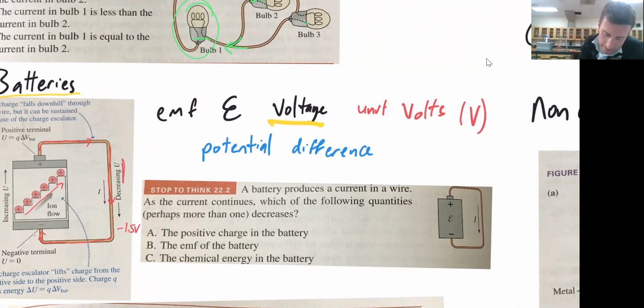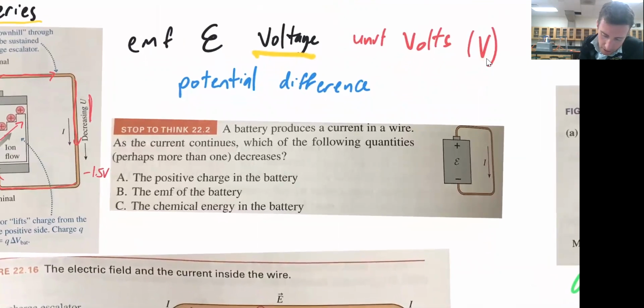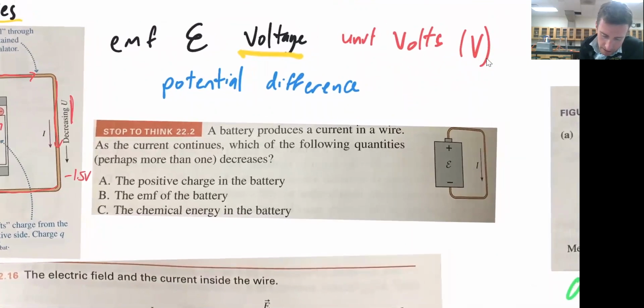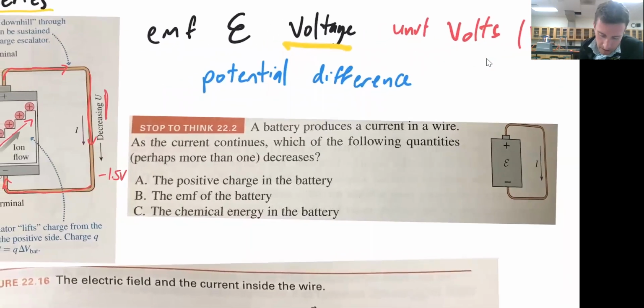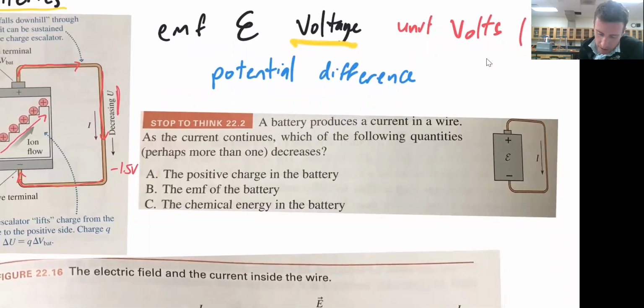So let's think about that. A battery produces a current in a wire. As the current continues, which of the following quantities, perhaps more than one, decreases? Okay, as the battery produces current, what happens in the battery? Got it, which decreases? So the positive charge in the battery.